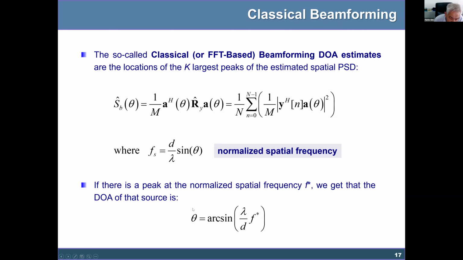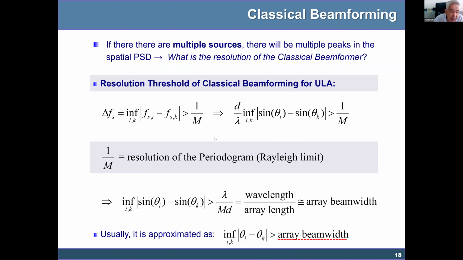You should notice that this is a non-linear mapping between the direction of arrival, theta, and the normalized spatial frequency f. And the fact that this mapping is non-linear, as you will see, creates some problems. We will see later. Okay, now, in general, we have multiple sources. So K, capital K, can be greater than 1. So we will have multiple peaks in the estimate of the spatial power spectral density.